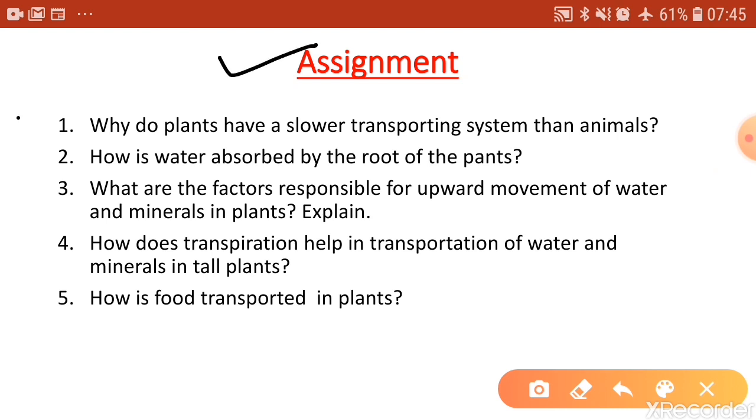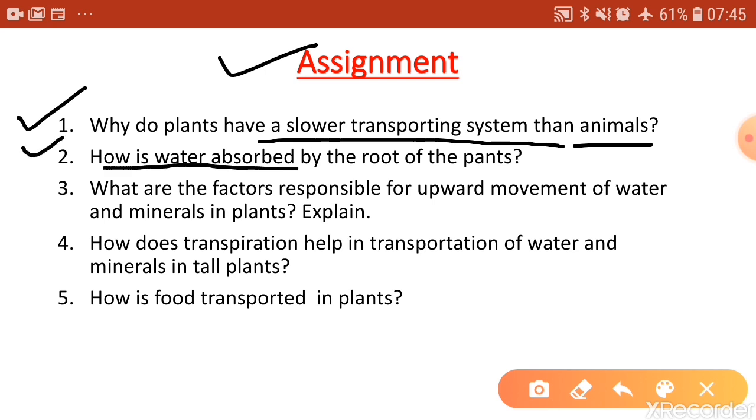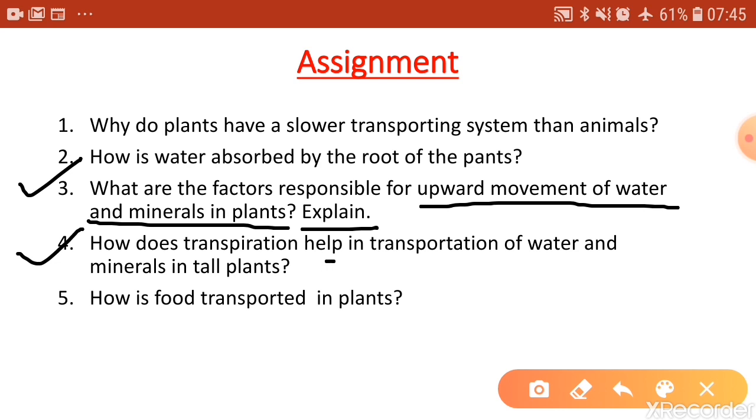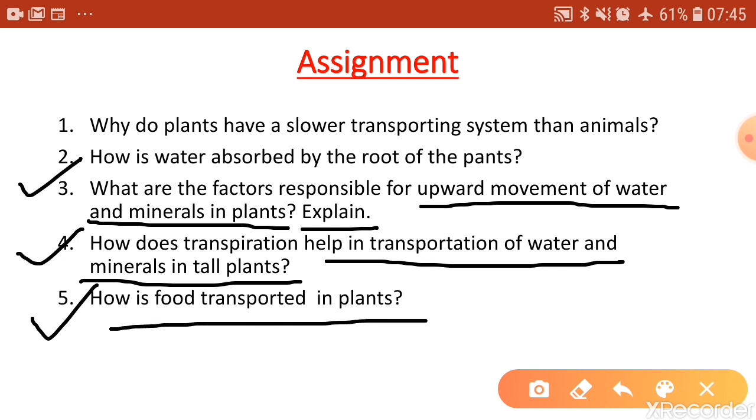So first question is, why do plants have a slower transporting system when compared to animals? Then second question is, how is water absorbed by the roots of the plants? The next question is, what are the factors that are responsible for upward movement of water and minerals in the plants? You have to explain it, right? Next is, how does transpiration help in transportation of water and minerals in tall plants? And finally, how is food translocated or transported in plants?